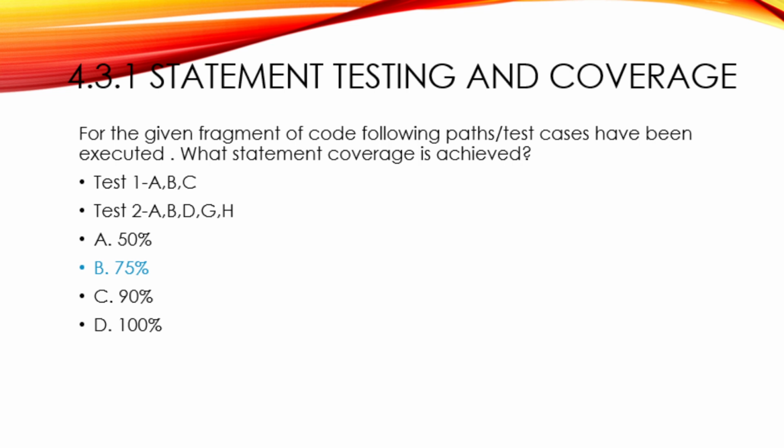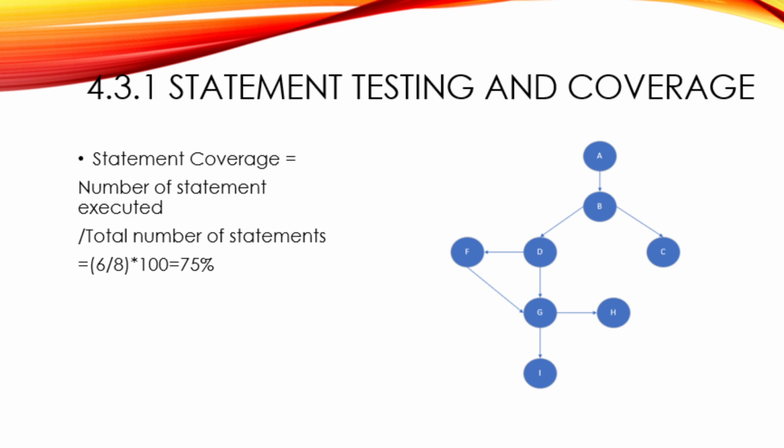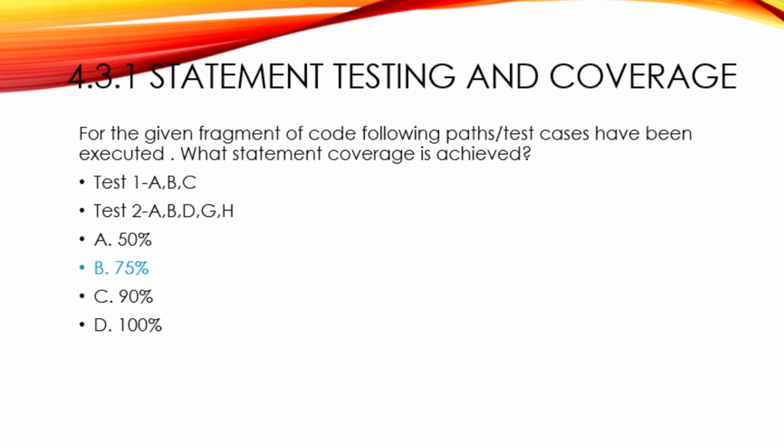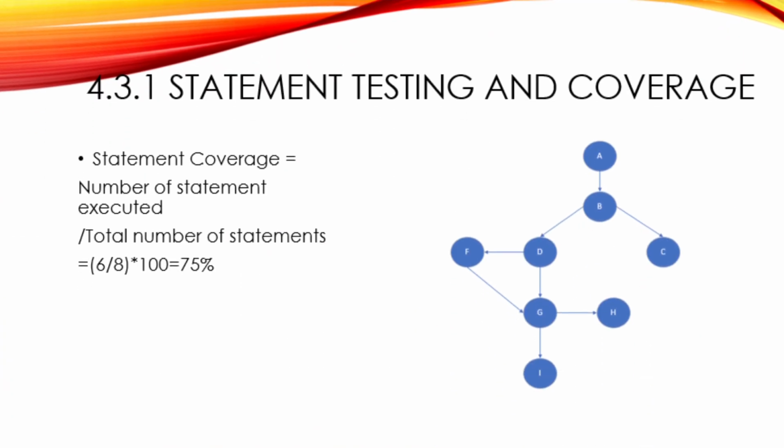B D G H. So in this case, we have a total of 8 statements. You can see we have A B C, and then D G H. So the total number of statements is 8. The executed ones are 6, so 6 divided by 8 into 100, 75%, because in test 1 we have A B C, and test 2 is A B D G H. You can see A B D G H. So in this case, 1 2 3 4 5 6 over 8 into 100, 75%.